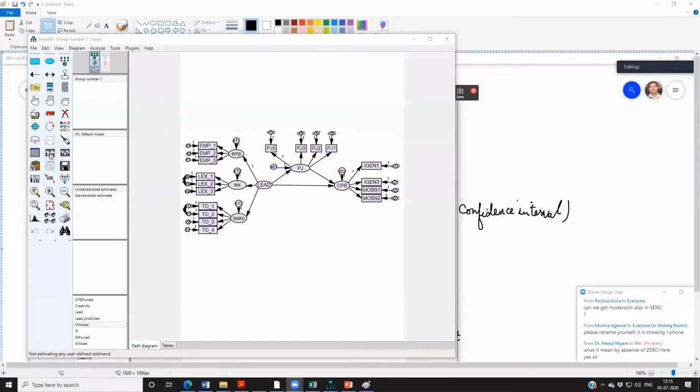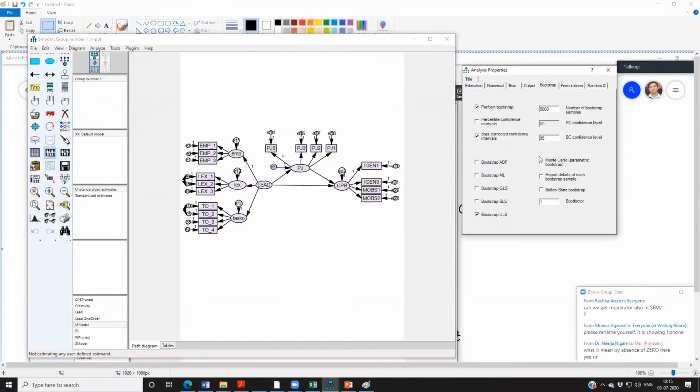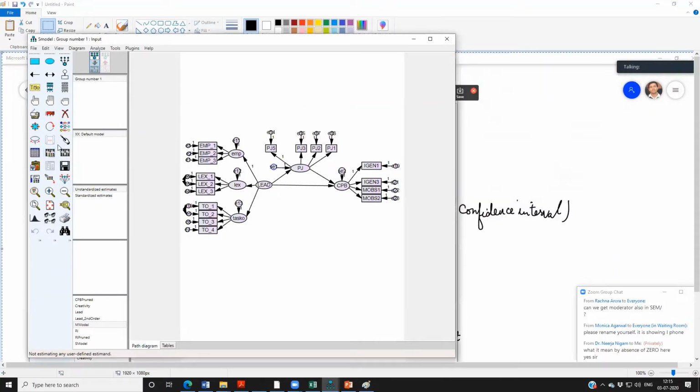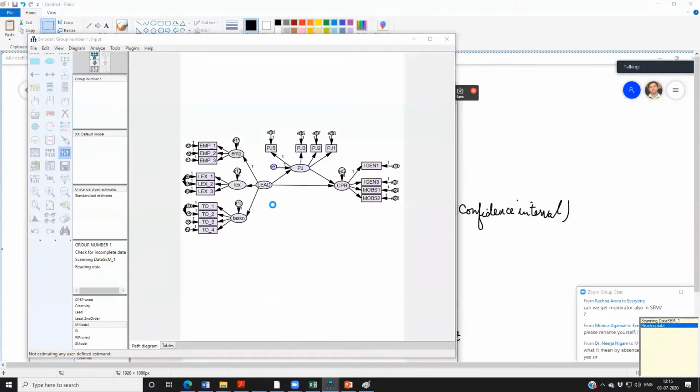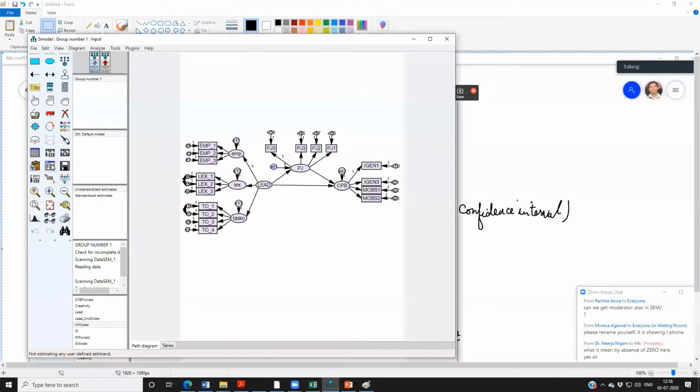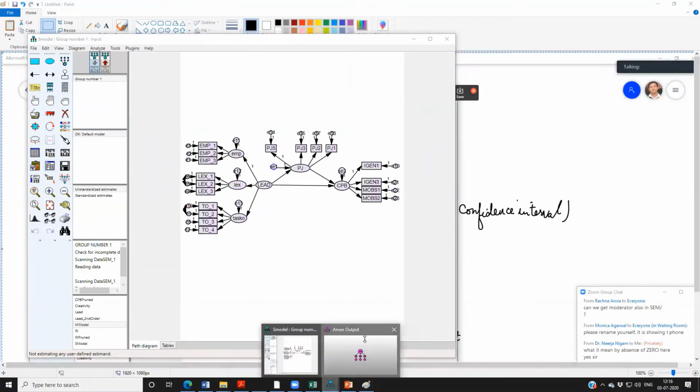So in our analysis properties, we have already selected all of this. And now I'm going to run it. Okay, and this is our output. Let us see the output.